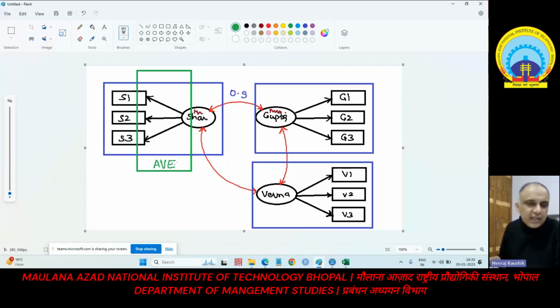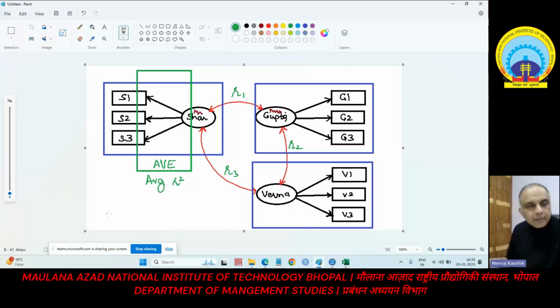Now, what is AVE? AVE is nothing but the summation of the R square, the average of the R square. Now, how can I compare? My problem is how can I compare the R with the R square? This is the relation between R1, this is R2, relation between this, relation between this. How can I compare? This is in the square.